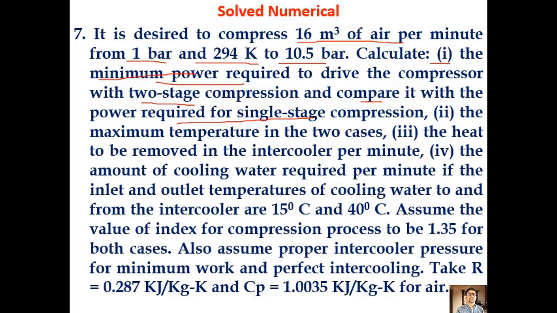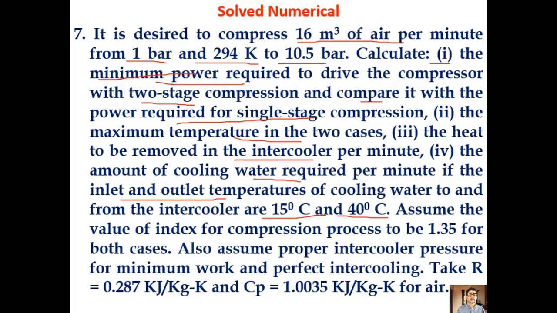The maximum temperature in both the cases, that is two stage and single stage. The heat to be removed in the intercooler per minute. So what is the amount of heat removed in the intercooler per minute? The amount of cooling water required. Now the intercooler is where the air after first stage compression is cooled before it enters the second stage compression. There some water is circulated around the intercooler so as to remove this heat. The inlet and outlet temperatures of this water are 15 degrees Celsius and 40 degrees Celsius. So you have to find out the mass flow rate of the water. For that, first you have to find out the heat removed from the intercooler per minute. Then you have to equate it to the amount of heat absorbed by the water. You have to write the formula m Cp dT for water.